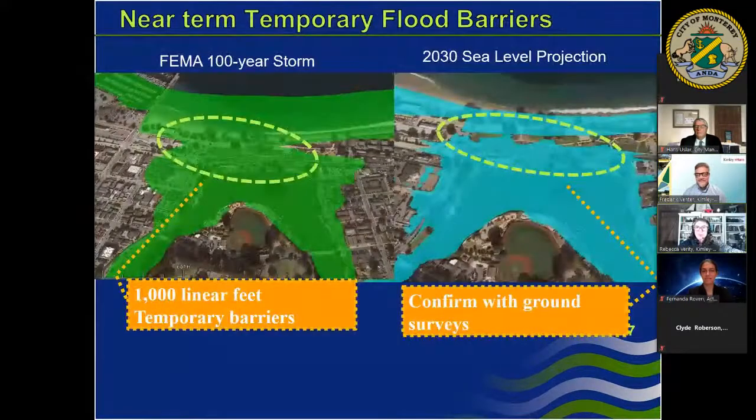So just to wrap up with our recommendations, we do recommend that the city look as soon as possible at temporary flood barriers. And we've provided the city with some information about commercially available, deployable flood barriers, things you can just put out ahead of a large coastal storm. We're looking at about 1,000 linear feet to protect against a large amount of flooding from a 100-year storm. Those same temporary barriers could be used if seas rise faster than predicted, which there's no current indication they are, but could be used to buy the city some time as it's making decisions for longer term strategies.